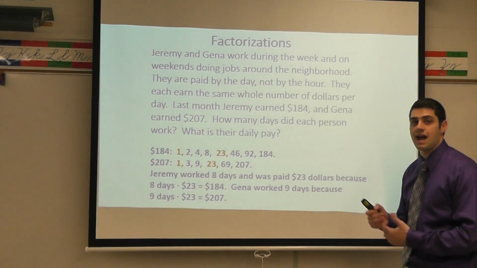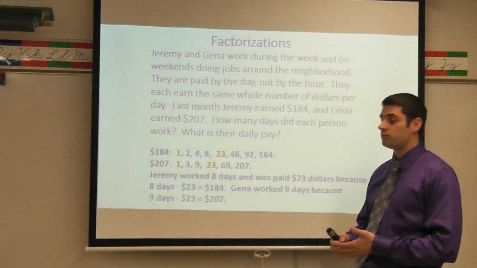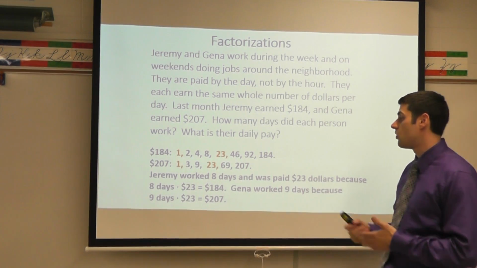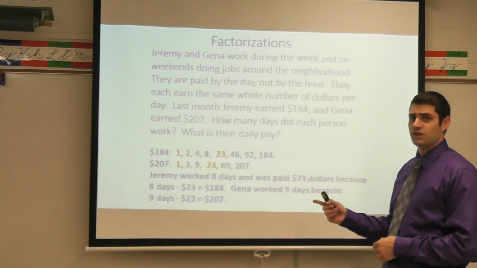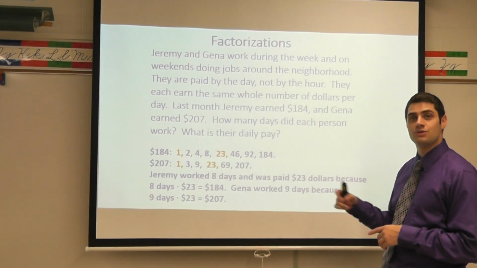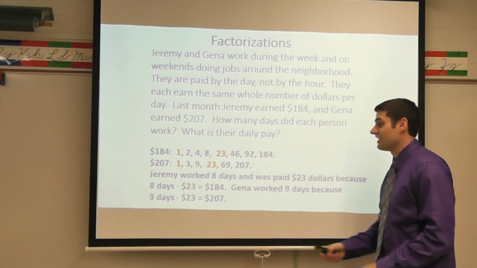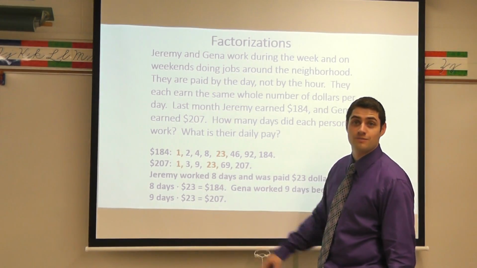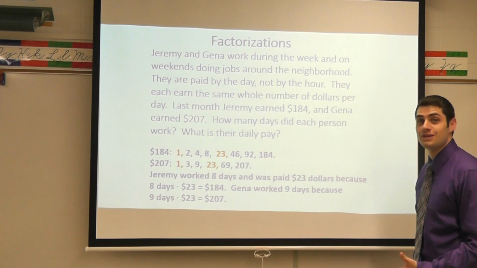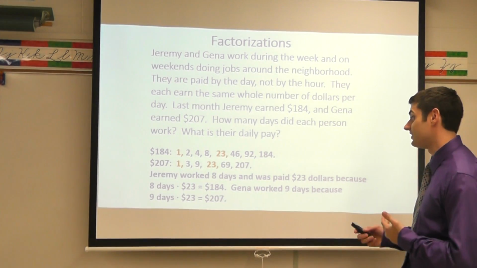So again, I was using my common factors this time instead of common multiples. I used the common factors to show how much they earned each day. Now, if I were a 6th grader, that's pretty good. If I can earn $23 a day just to do some chores here and there, I might like getting paid $184 in a month. I'm sure you would at home, or even better, you might like to make $207 in a month doing some of these odd jobs around the neighborhood.